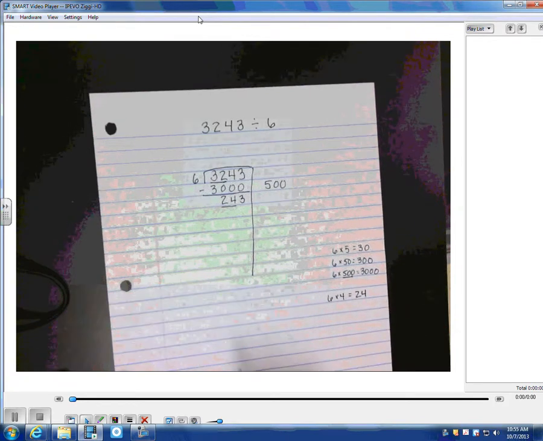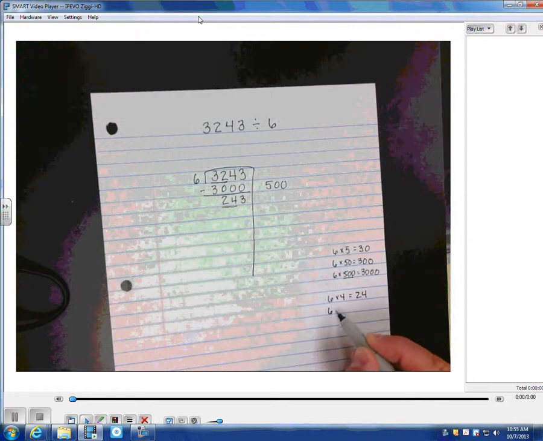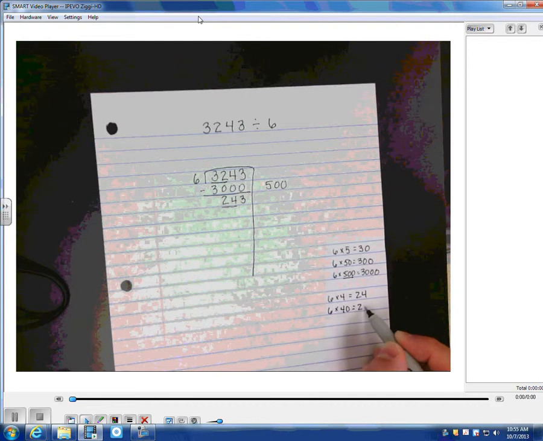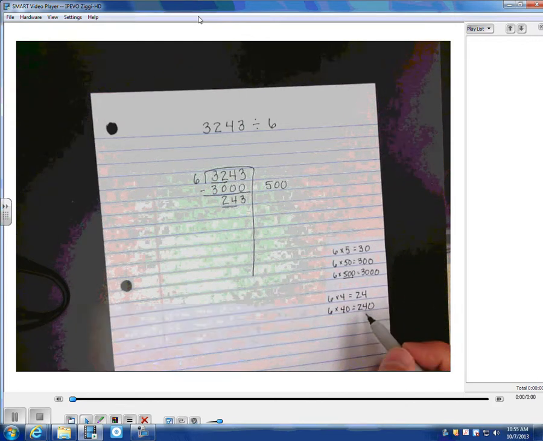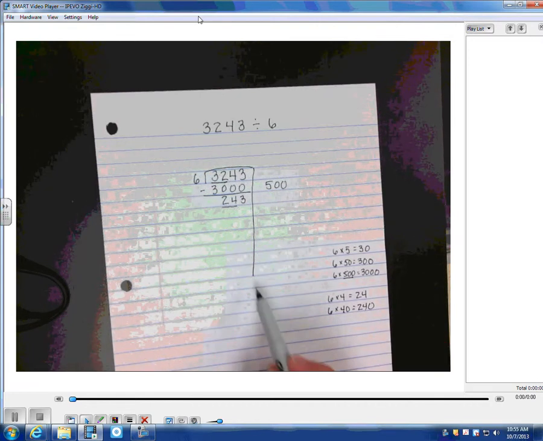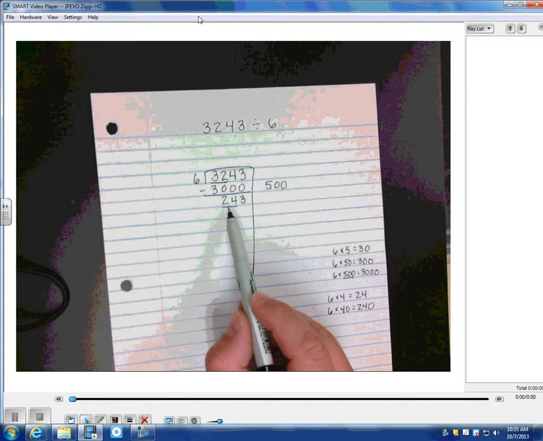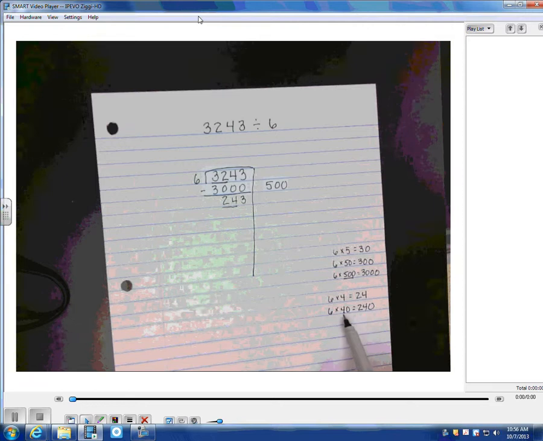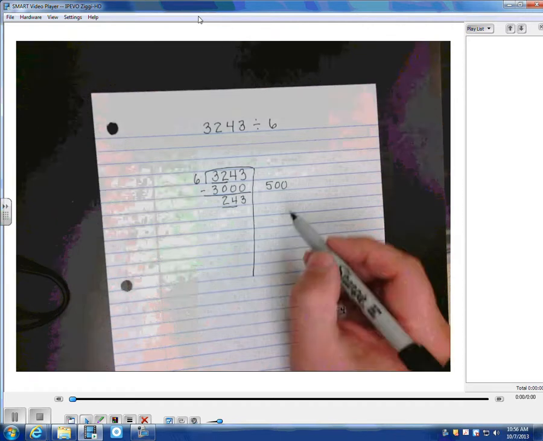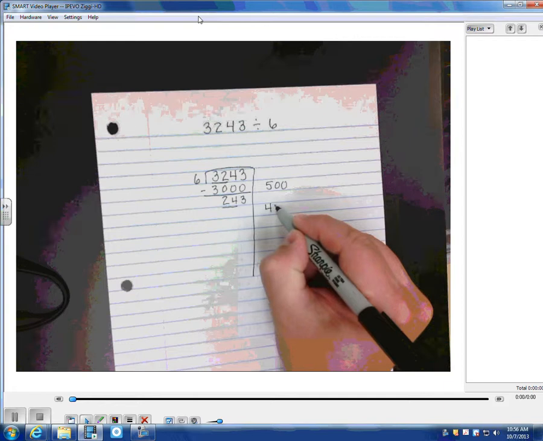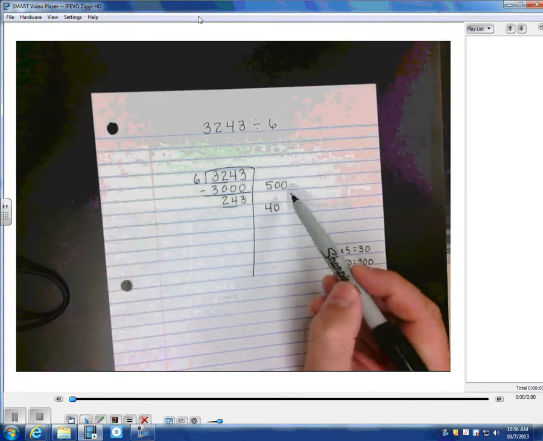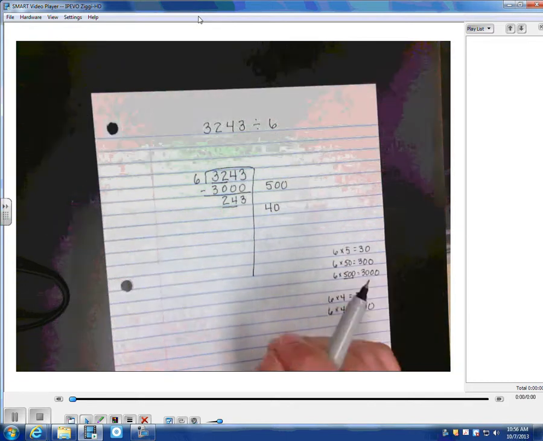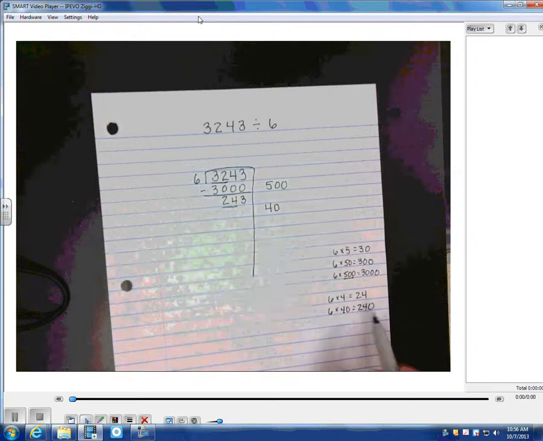Again, I'm going to use my powers of 10. So now I'm going to go 6 times 40. Again, 6 times 4 is 24, and I add my 0 that's there. So it's 240. If I go back up to the problem, I'm trying to get as close as I can to 243. 240 is really close, so I'm going to pull out 40 groups of 6. It's very important that you don't forget to write the number of groups on this side, because at the end we're going to add, and if you forget to put them in there, your answer is going to be off. So I know 6 times 40 is 240.